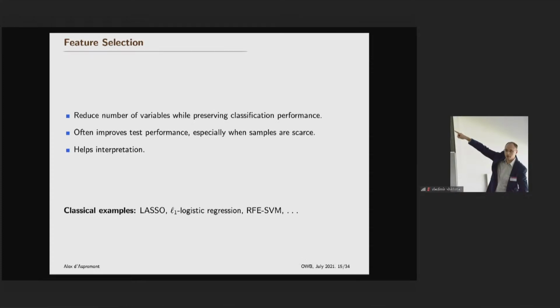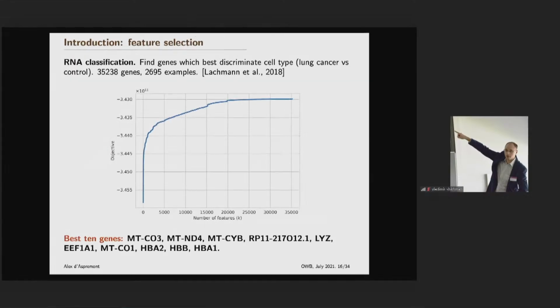So these techniques are very popular in machine learning, and methods like lasso, L1 logistic regression, RFE and SVM, etc. try to solve this problem relatively efficiently. And the reason why this is popular and why this works in practice is that in many natural data sets, there is a very good trade-off between sparsity and statistical performance, meaning that typically a small fraction of the variables explains a very large fraction of your information.